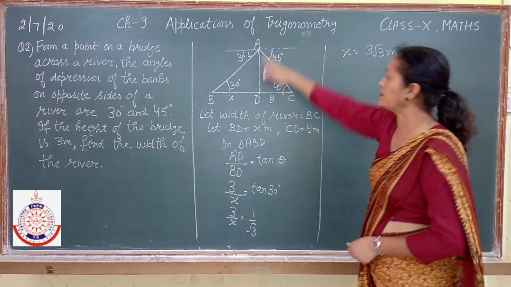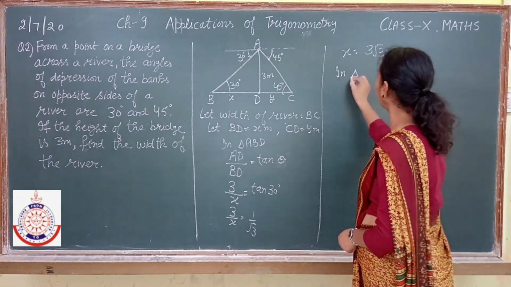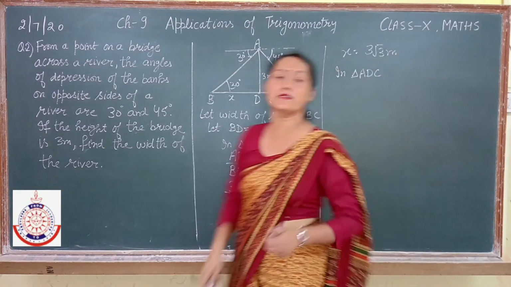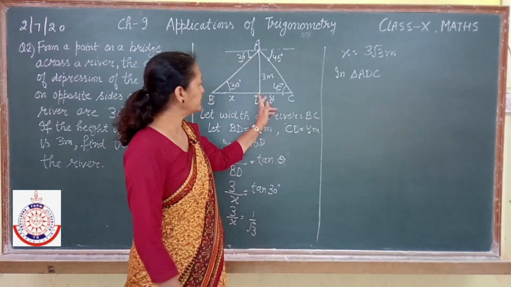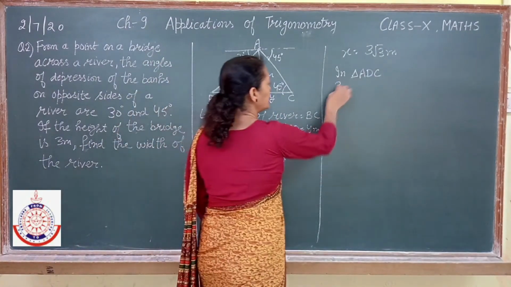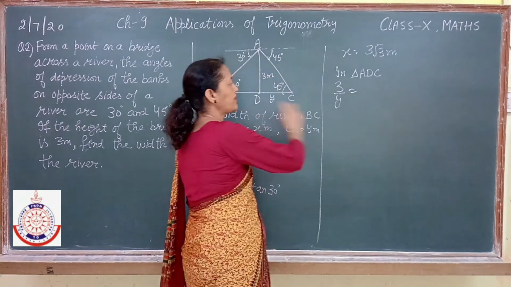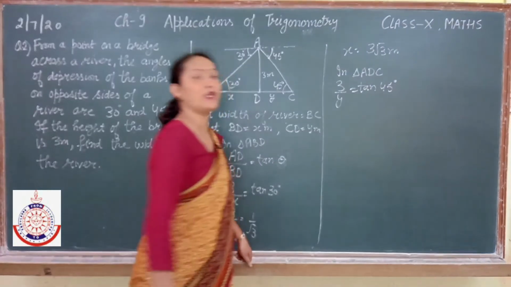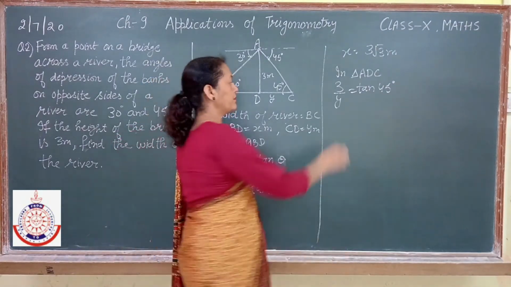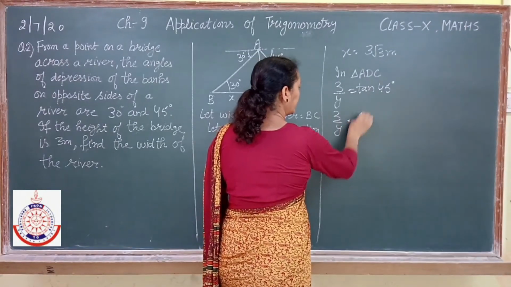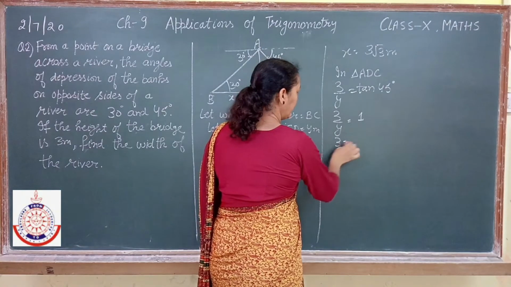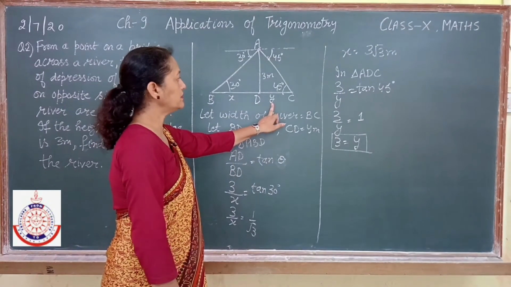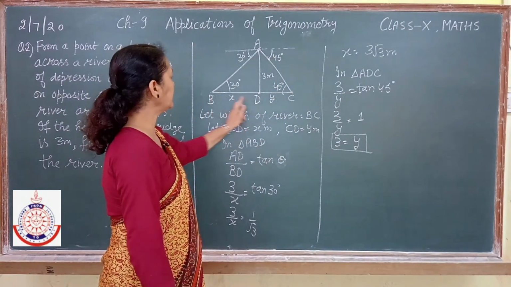Now let us take the second triangle. In triangle ADC, AD is 3 meter and base is Y. So 3 upon Y and angle is 45 degree. Tangent 45 degree. And value of tangent 45 is 1. Cross multiplication will give Y as 3 meter. Means this distance came out to be 3 meter and X came out to be 3 root 3 meter.